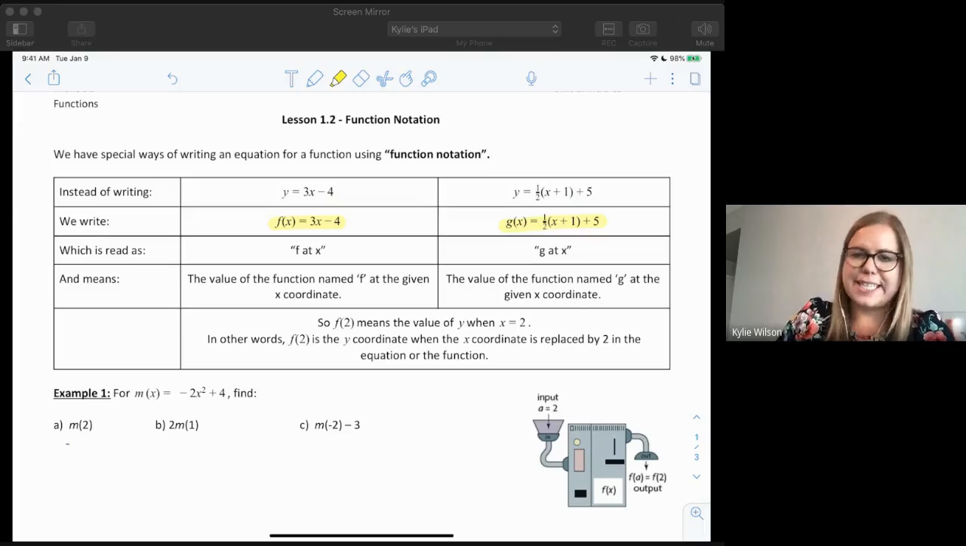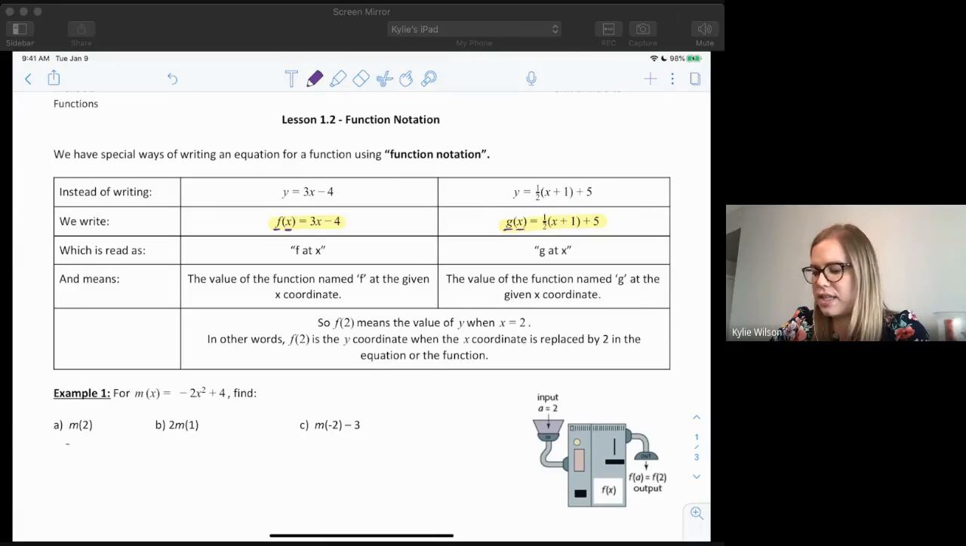Basically what that's telling you is which one is our independent and which one is our dependent variable. How we read this is f at x. So it's saying, what is f at a given x value? Same idea here. We have g at x. What is g at a given x value?